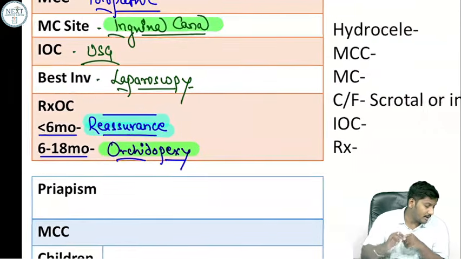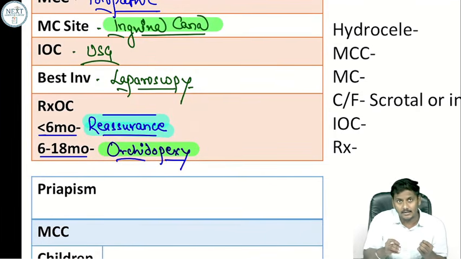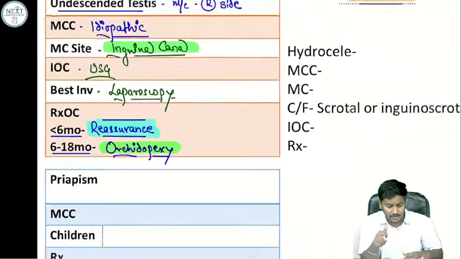Please remember ultrasound will be the investigation of choice at the inguinal canal. Meaning whenever there is a testis arrested in the inguinal canal, ultrasound can help you make a diagnosis. But anywhere else, meaning in the abdomen or anywhere else, if the testis is there, then ultrasound is not going to help you. Then you need a laparoscopy in those conditions. Clear?